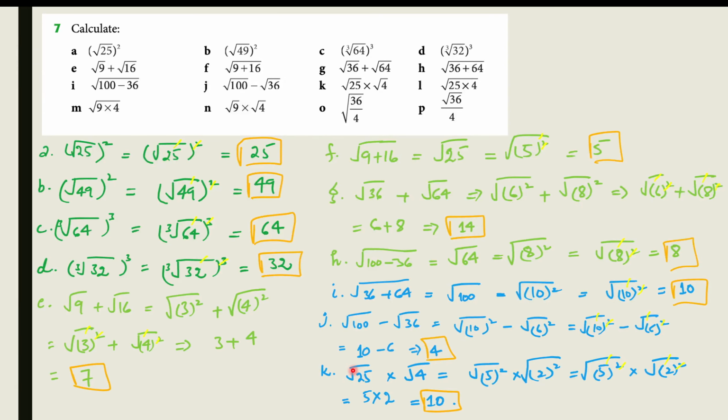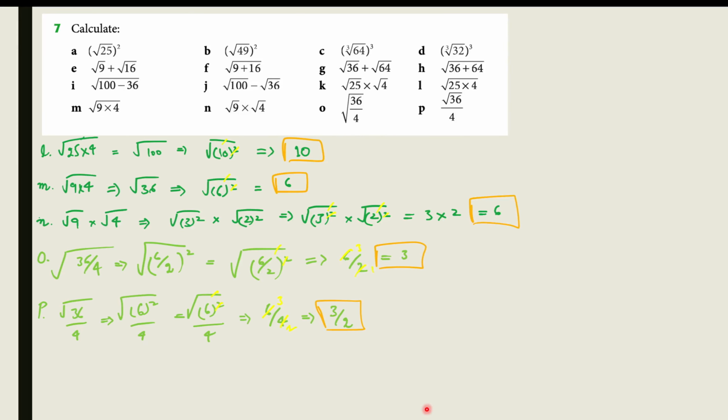Next part is square root of 25 multiplied by square root of 4. So 25 under the root, we can write as a square of 5. So it would be 5 square under the root, multiplied by 2 square under the root, since we can write 4 as a square of 2. The squares get cancelled with the root and we are left with 5 multiplied by 2. So 5 multiplied by 2 is equal to 10. So the final answer is 10.